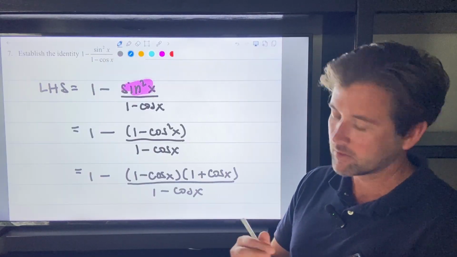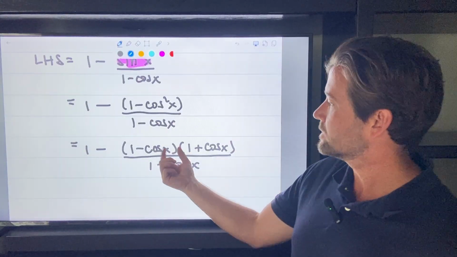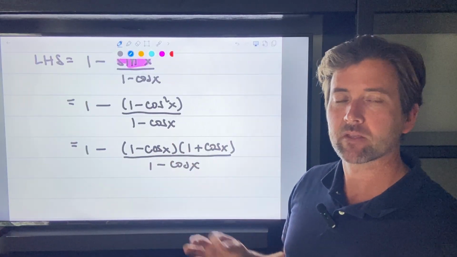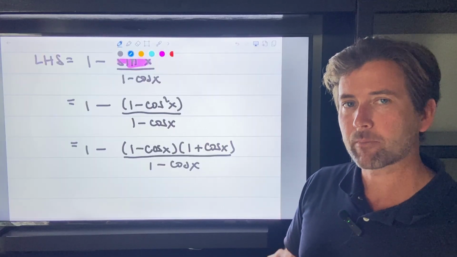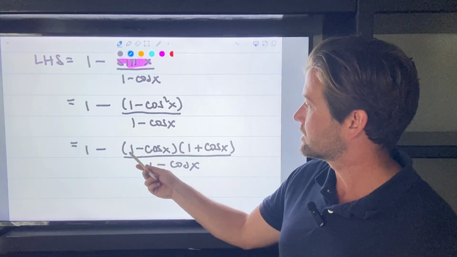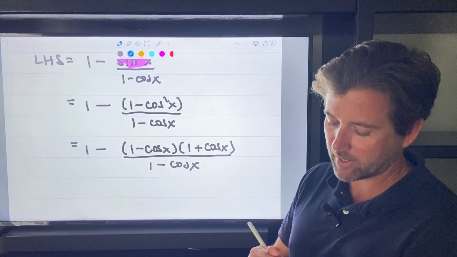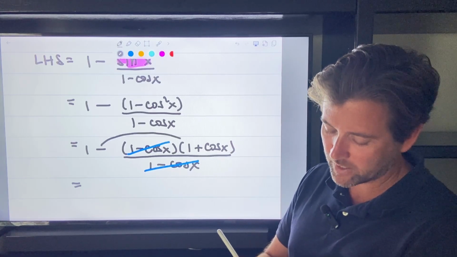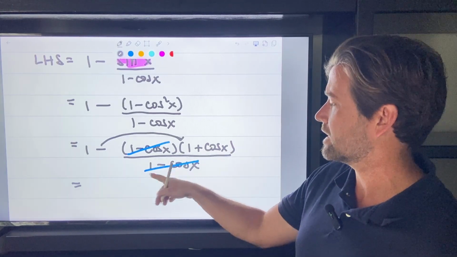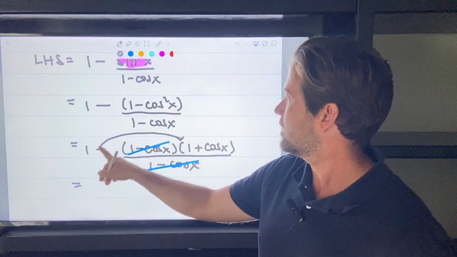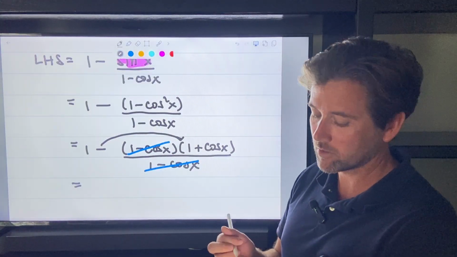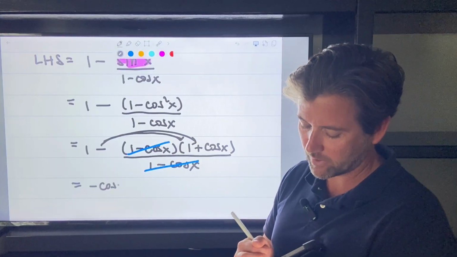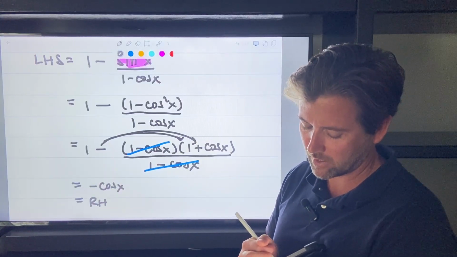So now, since we have times here, 1 minus cosine of x times 1 plus cosine of x, factors are separated by multiplication. So this entire 1 minus cosine of x is a factor that can cancel with that one there. Now we distribute this minus sign, we subtract, because our denominator now is actually 1. So 1 minus 1, that'll become 0. Then we subtract cosine of x is negative cosine of x, which equals the right hand side.